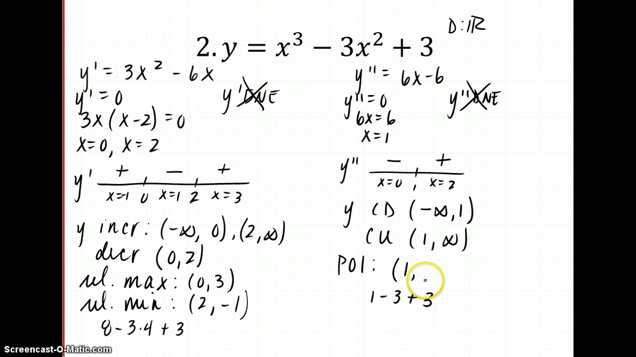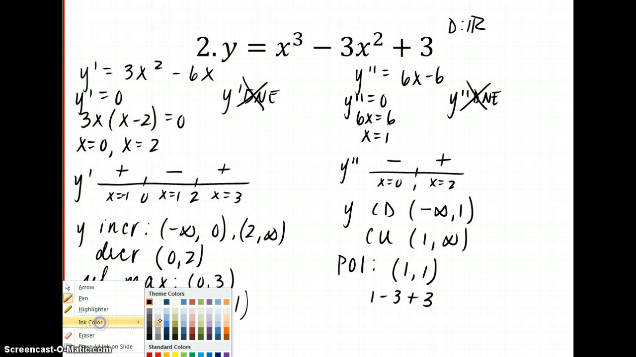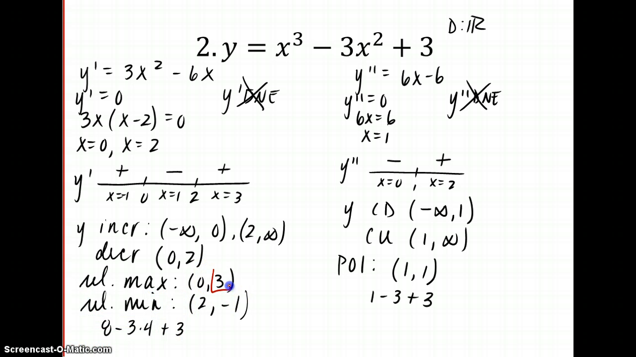Negative 2 plus 3 is 1. Point of inflection at 1, 1. We will have talked about these in class, but all of these values come from the original function.